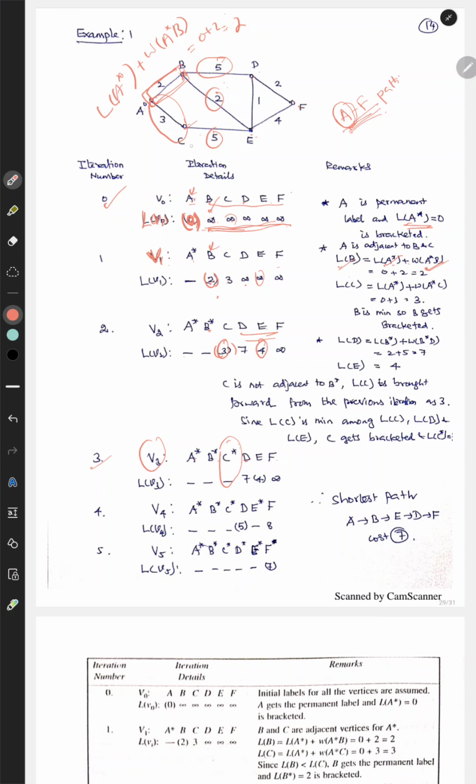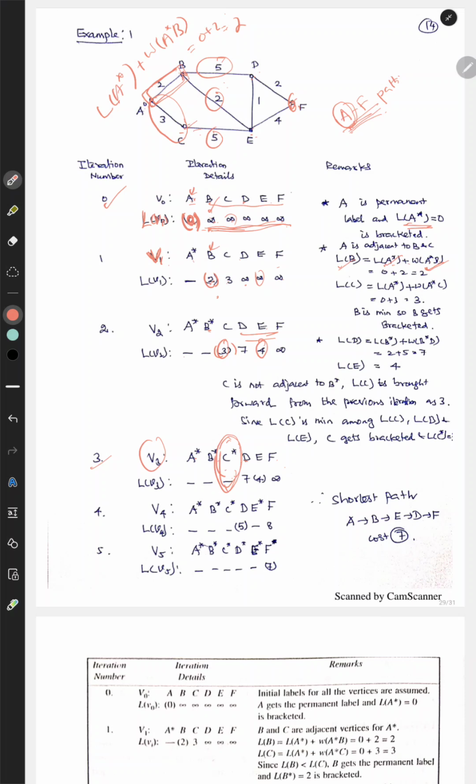Right, now C is the removed vertex from stage 3. This is stage 2 to stage 3, or iteration 2 to iteration 3. C is the removed vertex. Now for that, you have to find the new possible label for F also.